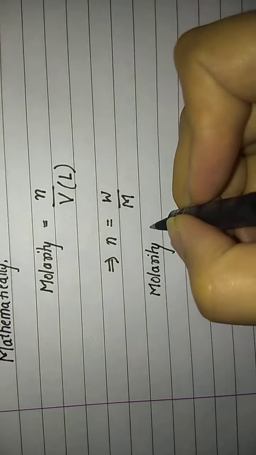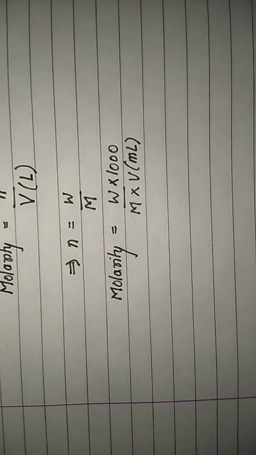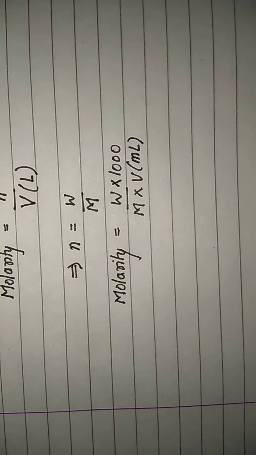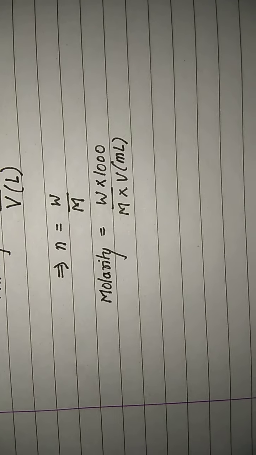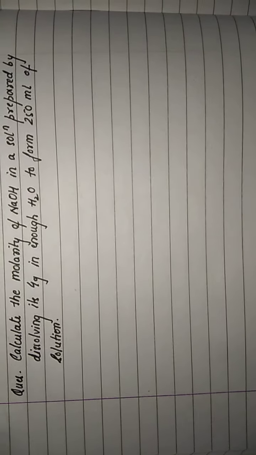Now if here your volume, for example, is in milliliters, so according to the definition you will have to change it into liters. How you will change it into liters? By dividing it by 1000. So your 1000 will come in the numerator. So this is the actual expression for molarity. W into 1000 divided by M into volume. Molar mass into volume.